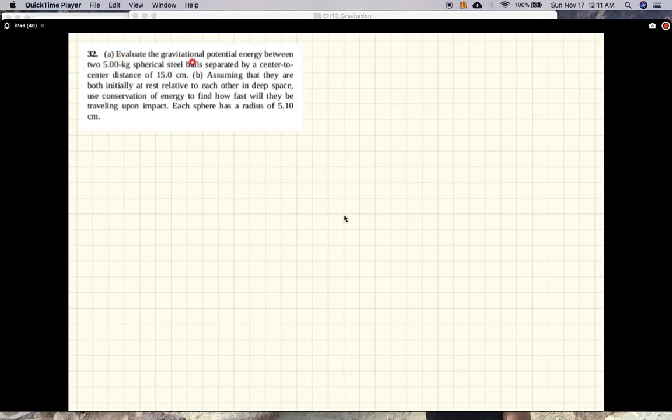This problem says evaluate the gravitational potential energy between two 5 kg spherical steel balls separated by a center to center distance of 15 centimeters. Assume that they are both initially at rest relative to each other in deep space. Use conservation of energy to find how fast they'll be traveling upon impact. Each sphere has a radius of 5.1 centimeters. Okay, this problem shows you how weak the gravitational force is.